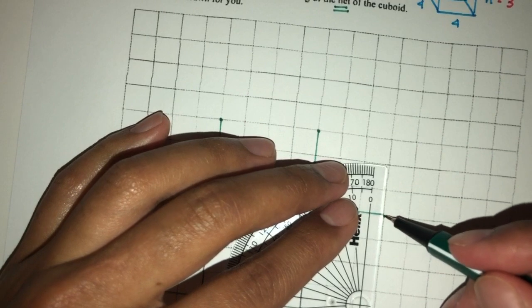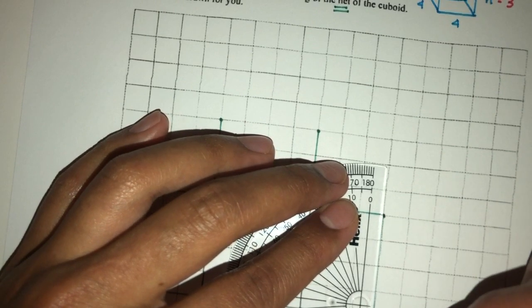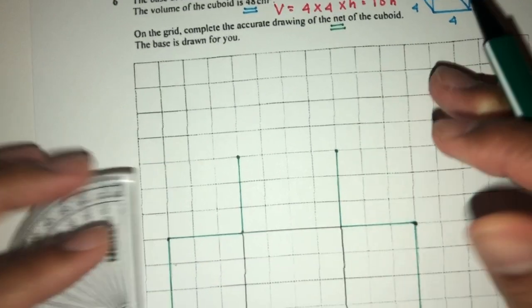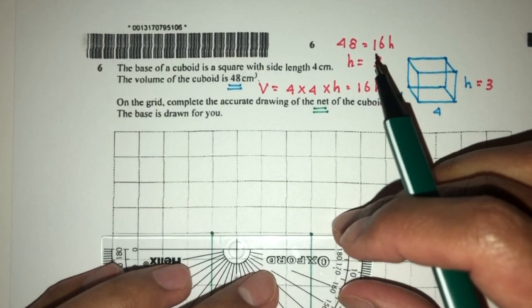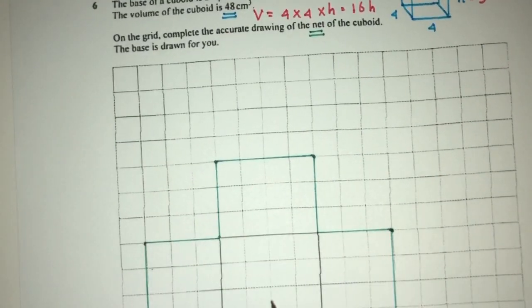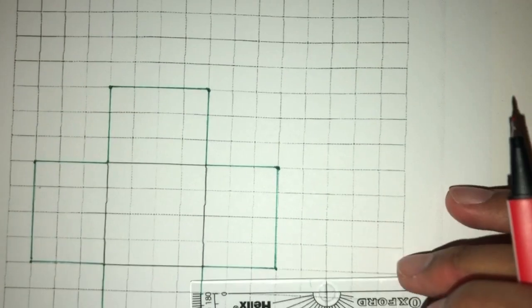Okay, this with that, and this with this. So finally we have the walls, but we also have to draw the top. We should not forget the top, because right now we only have 5 sides. So 1, 2, 3, 4, 5, and the top will be the 6th side. The top is also a square, right? It will be a 4 by 4 square.